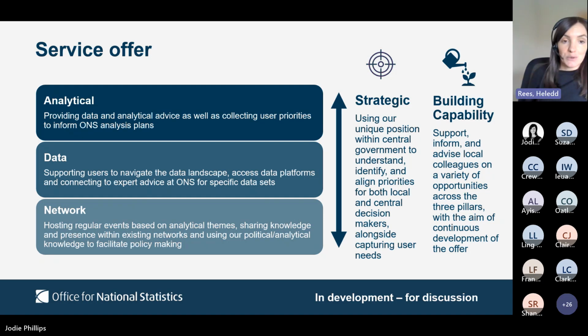And then we've got this network pillar, which has been one of the key ones so far. We want to complement the existing networks that you've got and come along to things like this. We also want to be sharing events and knowledge, as well as using our political and analytical knowledge to support with those.